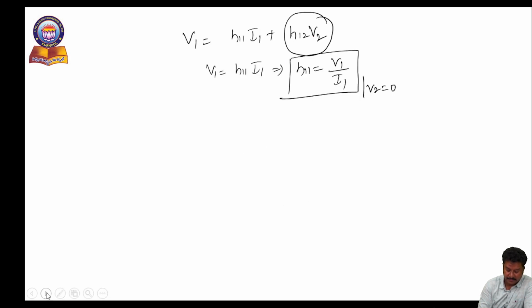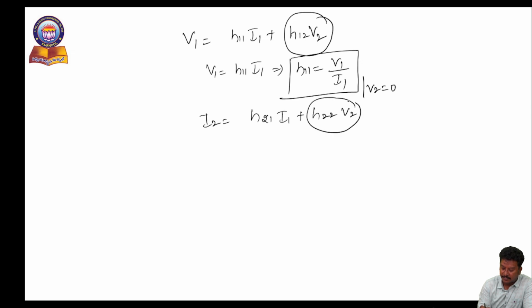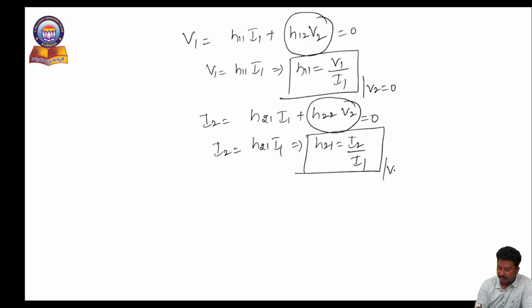For that case, I2 is equal to H21 I1 plus H22 V2. In this case, I am substituting V2 is equal to 0. This term is becoming 0. Here also it is equal to 0. And finally, I am getting I2 is equal to H21 I1. This implies H21 is equal to I2 by I1. This is the case by considering V2 is equal to 0.